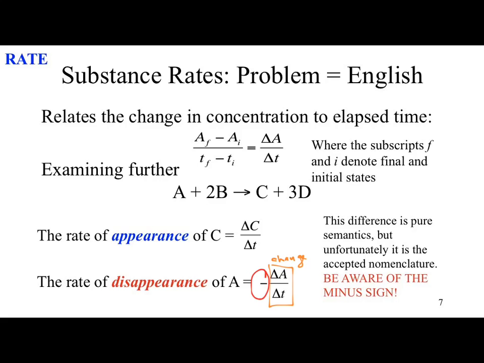Your rate of appearance will always be positive, assuming that your reaction is progressing reactant to product. Exactly right, left to right. Your rate of disappearance will also be positive, because we've included the negative sign in our calculation. So again, it's changing our frame of reference.